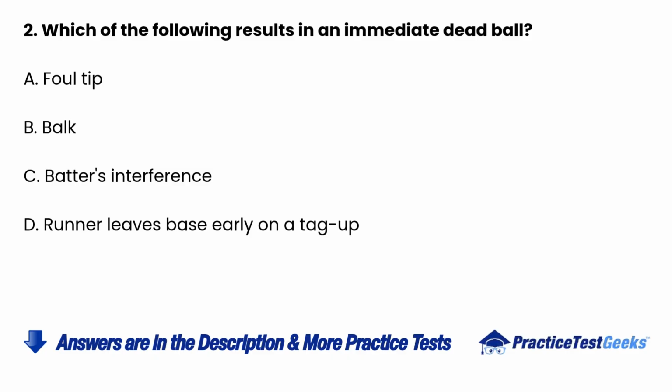2. Which of the following results in an immediate dead ball? A. Foul tip. B. Balk. C. Batter's interference. D. Runner leaves base early on a tag-up.